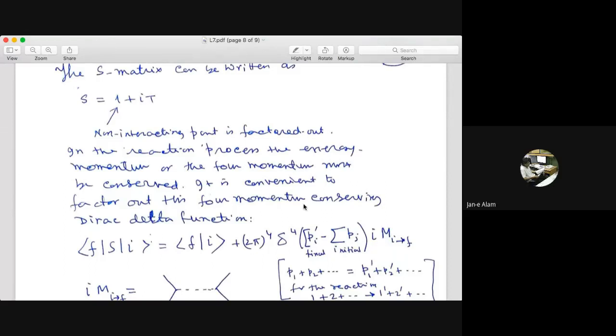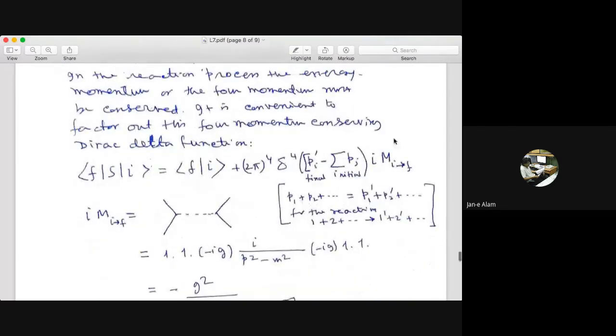And whatever is left out in T, after you factor out this Dirac delta function, is this matrix element M_{if}. And this part you are calculating from the Feynman diagram. As I said, for this Feynman diagram, two scalar particles scatter and give you two scalar particles. So for the external lines you put 1, 1, and you get the M.